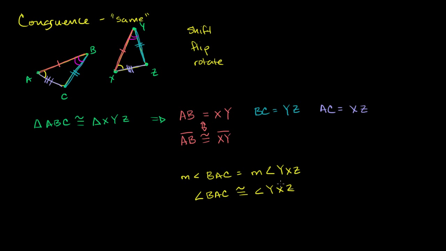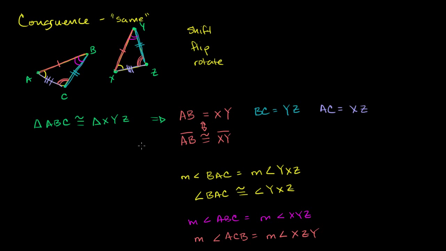So we also know that the measure of angle ABC is equal to the measure of angle XYZ. And then finally, if we know that these two triangles are congruent, this angle is going to have the same measure as this angle, as its corresponding angle. So we know that the measure of angle ACB is going to be equal to the measure of angle XZY.